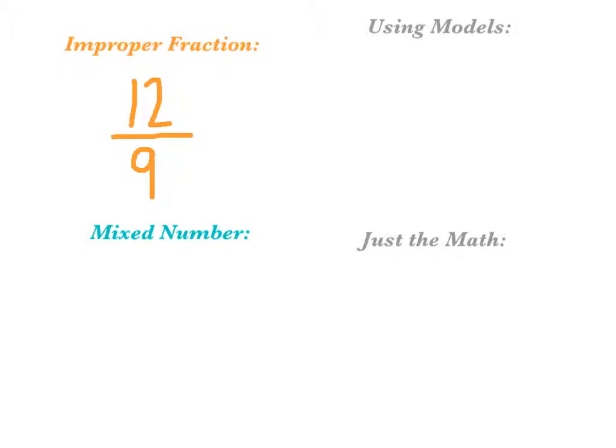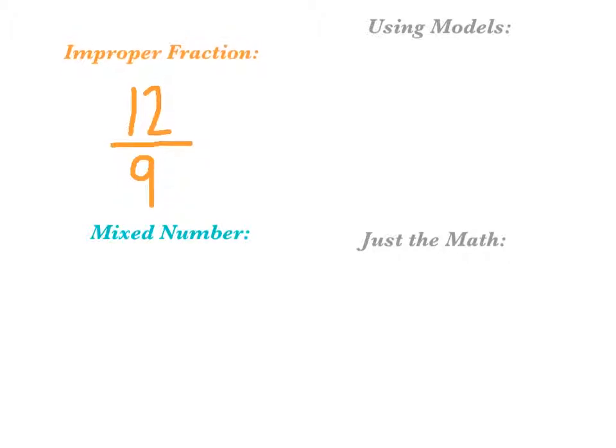So now let's practice. We have the improper fraction of 12/9, and what we're going to practice in this video is changing an improper fraction into a mixed number. So, Miss Mitchell, where do you want to start? Should we start with the picture again? Sure. So we know that our denominator is 9, so in our picture, our whole needs to equal 9 equal parts. Yes. 9 out of 9.